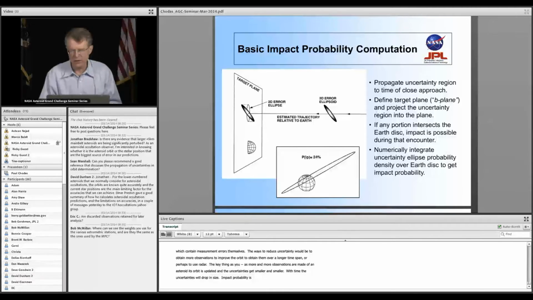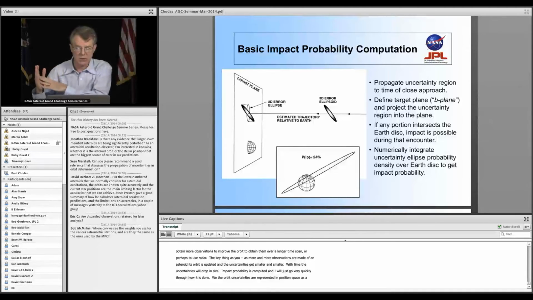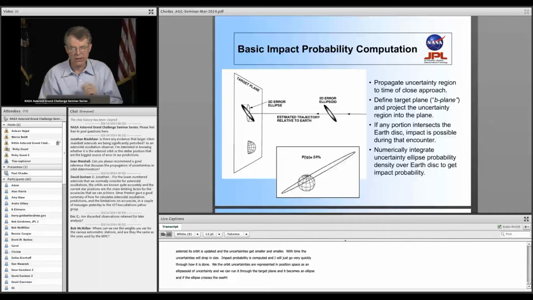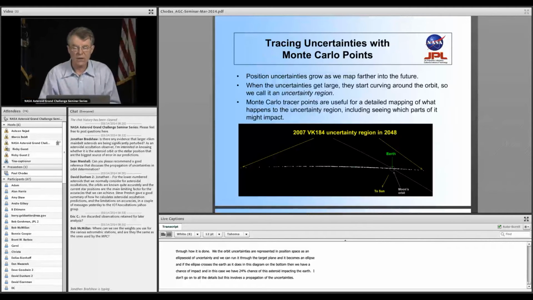Impact probability is computed, and I'll go very quickly through how it's done. The orbit uncertainties are represented in position space as an ellipsoid of uncertainty. We can run that ellipsoid by the Earth through what we call the target plane, and that ellipsoid then becomes an ellipse. If the ellipse crosses the Earth, as it does in this diagram on the bottom, then we have a chance of impact. In this case, we had a 24% chance for this asteroid impacting the Earth. I won't go over all the details, but this involves a propagation of the uncertainties. We can trace the uncertainty region with Monte Carlo points. These are random points that allow us to follow an uncertainty region, and we often do that.